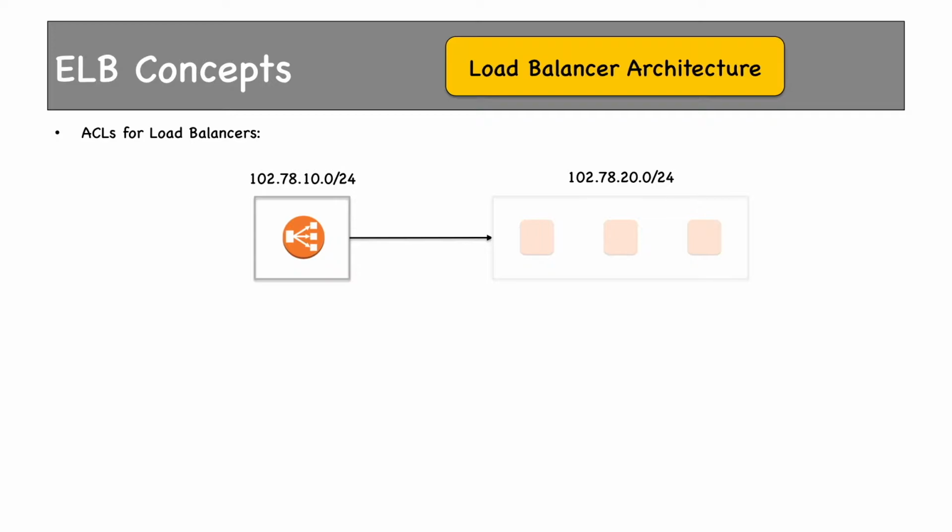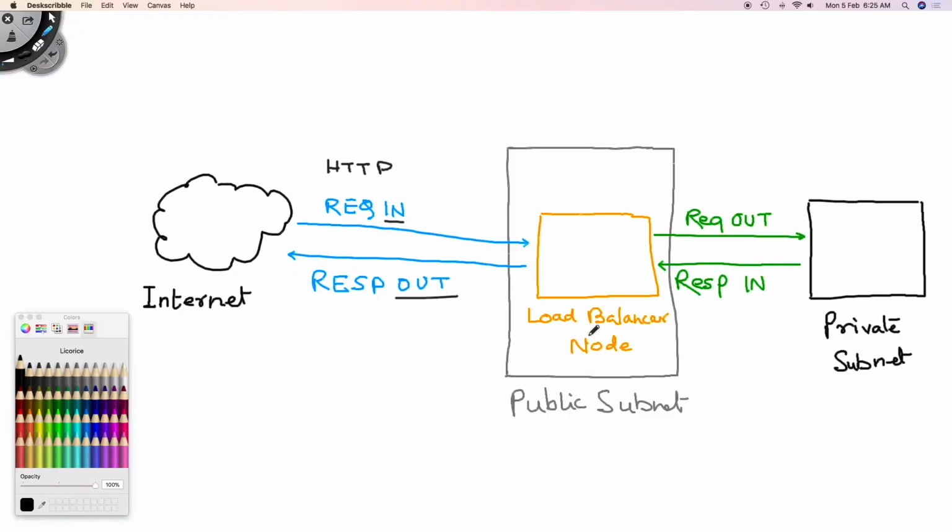Let's isolate these requests and responses. This is our load balancer node in a public subnet. We have the internet at one end and the private subnet at the other end. We have an HTTP request in from the internet to the public subnet and its corresponding response out.